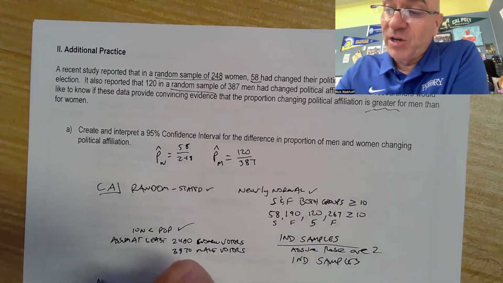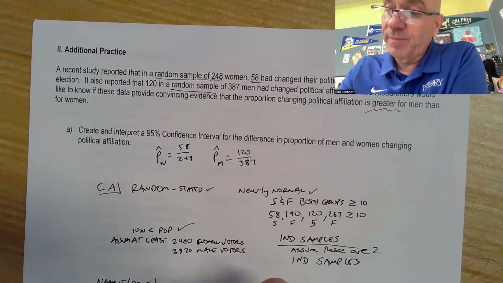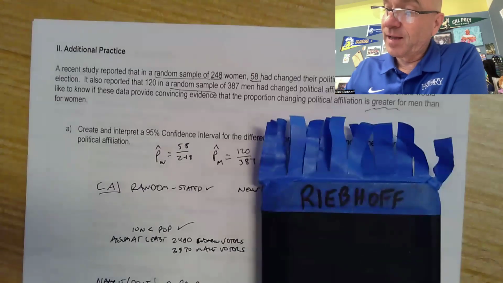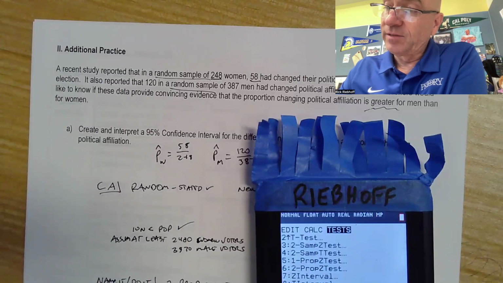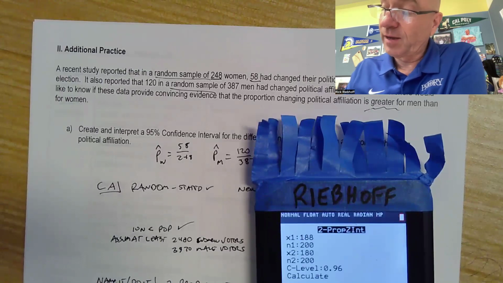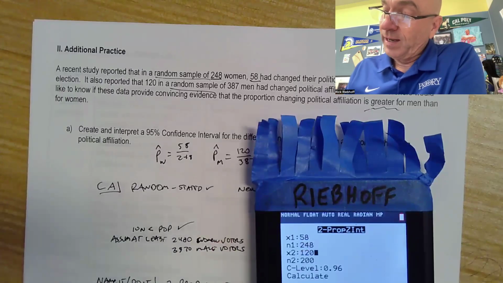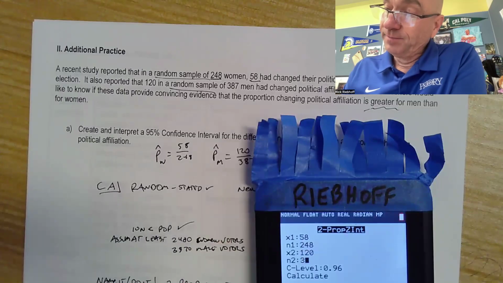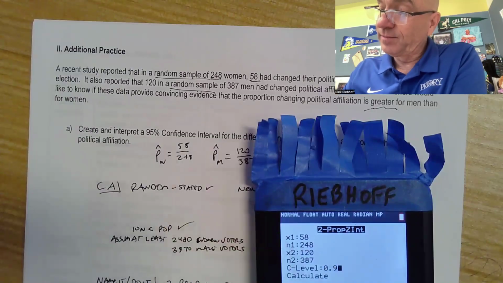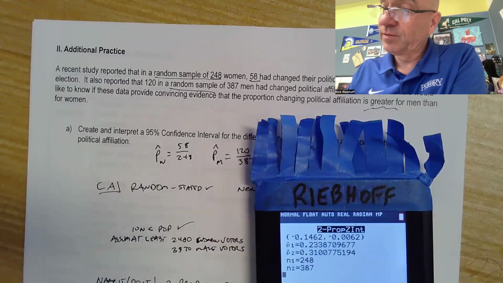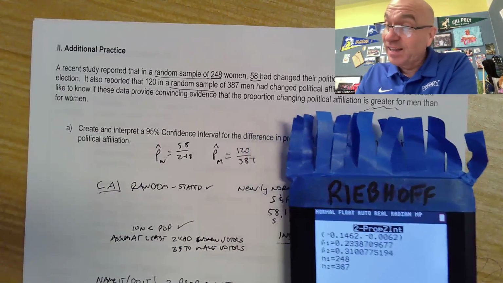All right. Name it, do it. Name it, do it. Here we go. Let's do it. This is going to be a two prop Z interval calculator. Two prop Z interval, and I'm going to put in 58 out of 248, and I'm going to put in 120 out of 387, and our confidence level is 95%. Always check that. It's easy to forget to change it. Ooh, exciting. There we go.